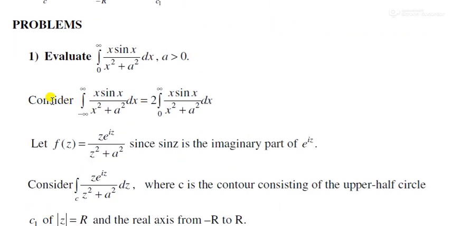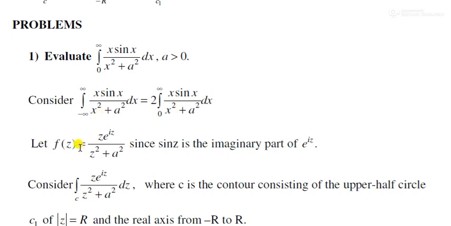See the first problem. Evaluate the integral from 0 to infinity of x sin x by (x square plus a square) dx for a greater than 0. Consider the integral from minus infinity to infinity of x sin x by (x square plus a square) dx. This is equivalent to 2 times the integral from 0 to infinity of x sin x by (x square plus a square) dx, because this is an even function. Numerator is an even function and denominator is an even function, therefore put together it is an even function.